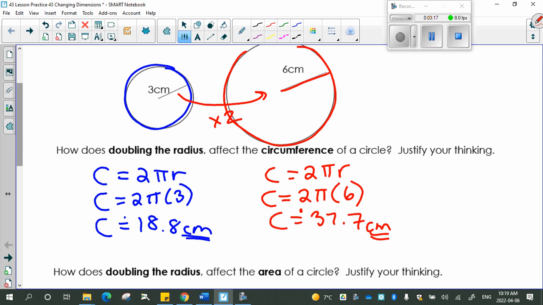So then we decided dividing would be comparing them. So 37.7 divided by 18.8 is about 2, right? We used every single decimal place for pi, we get exactly 2, but our calculators don't hold that many digits. So if you double the radius, what happens to the circumference? By a factor of 2, which means it doubles also, right? So if you double the radius, the circumference is doubled.